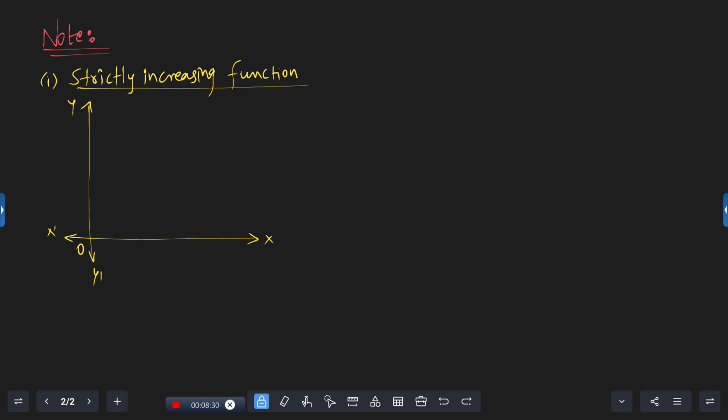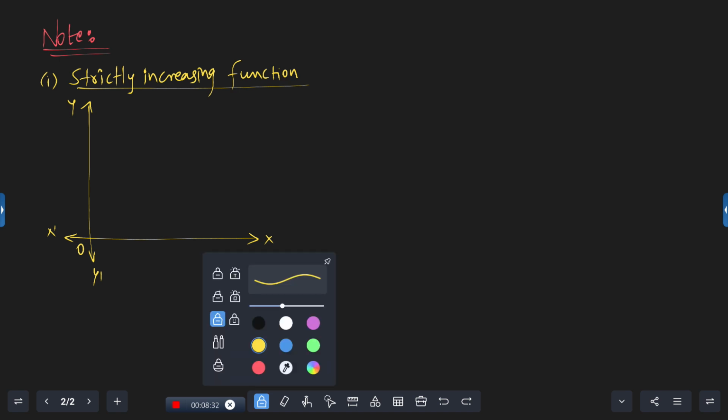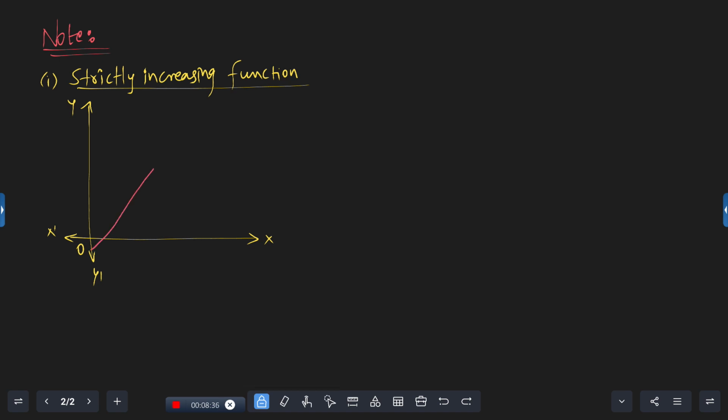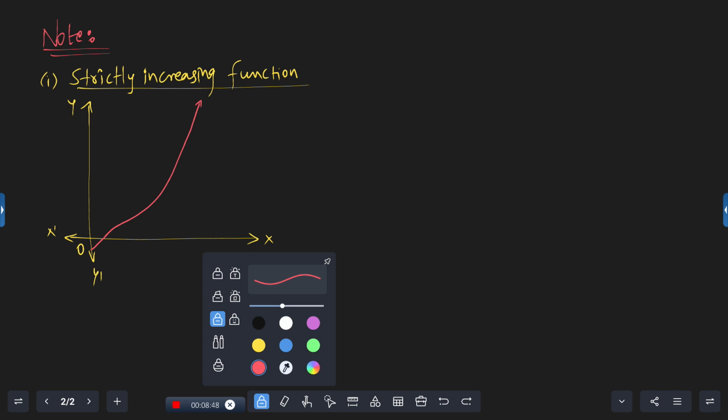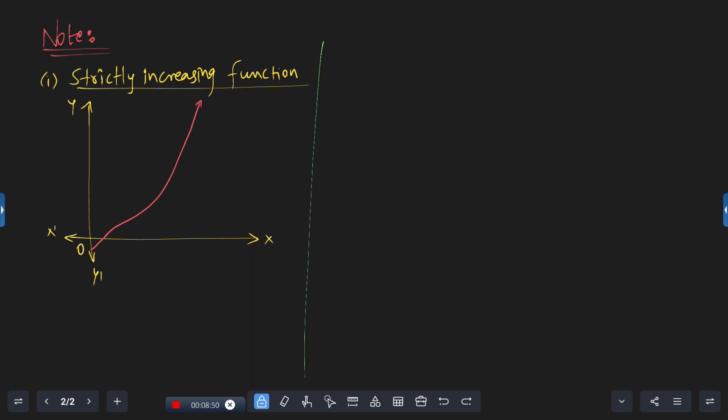Now see, strictly increasing, your curve must be a curve. It can be anything. It will be going like this. There should not even be any slack. It has to keep on increasing. Understand? That is called strictly increasing.